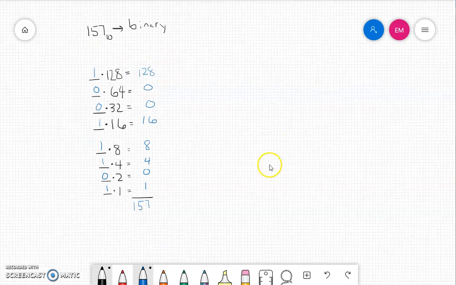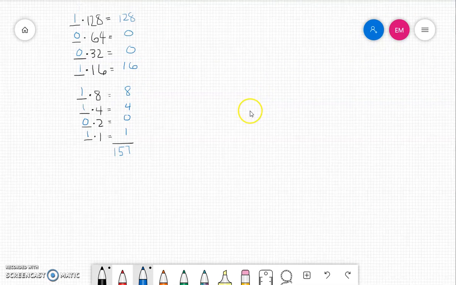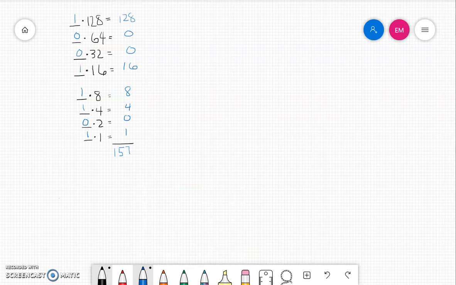So all that's left to do now, let me move down and give myself a little more room here, is to write 157 as a binary number. So 157, that's the base 10 number, is equivalent to 1001 1101, and that's base 2. This is 157 written as a binary number.